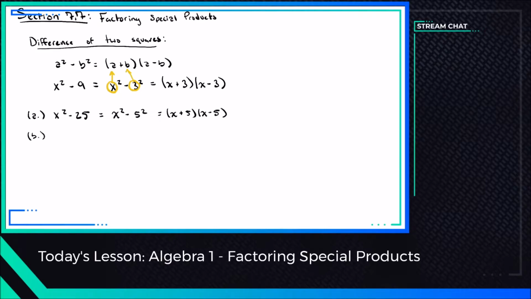Likewise, things can get a little bit more complicated on our a front. So we've got 4z squared minus 1, which we can write as 2z quantity squared minus 1 squared, and that's going to equal 2z plus 1, it doesn't matter if you put the plus or minus first, and then 2z minus 1. So that is a form of the difference of two squares.